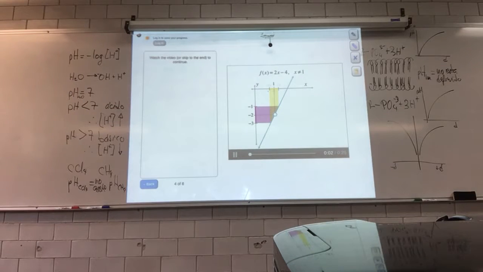Exactly. To get the output to be within 1 of minus 2, the input has to be within 0.5 of 1, which is between 0.5 and 1.5. Now suppose we make the target output a little smaller. If we want the output to be within 0.1 of minus 2, so that's between minus 1.9 and minus 2.1, how close does the input have to be to 1?